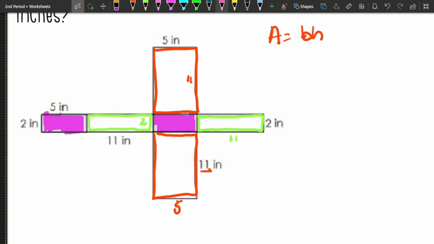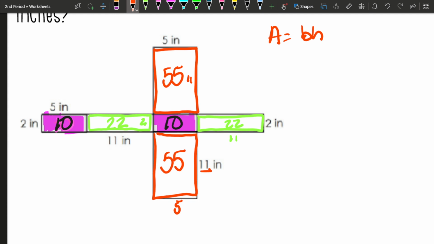So let's look at the pink one, the base. What is 5 times 2? 10. Let's put it right there. We put a big 10 right there. I'm going to use another color because you can't see it. 10. Is there another one just like it? Yeah, the other pink one. 10. Now let's look at the green one. 2 by 11, which is? 22. Is there another one just like it? Yep. 22. And the orange or red one, 5 by 11, which is 55. Is there another one just like it?